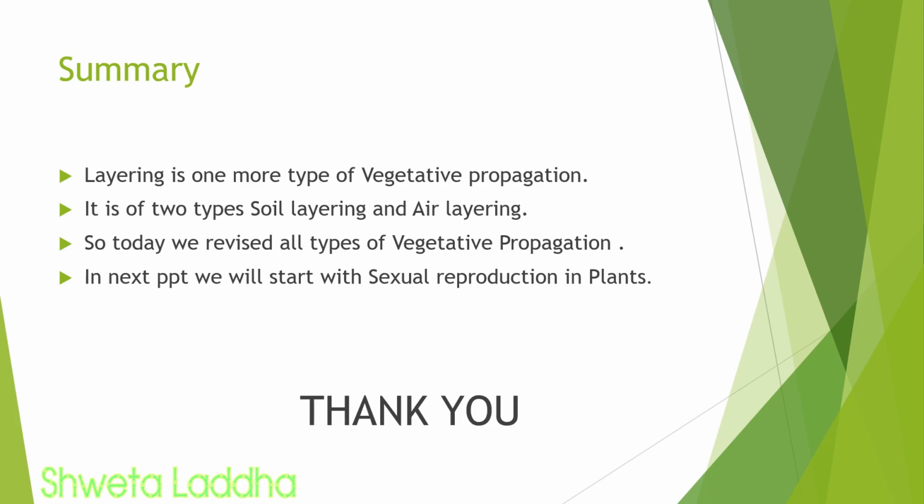Because of auxin, after some days it will produce adventitious roots and it will shoot out and develop into new plants and a root system. Once the new plantlets start growing, they are cut off from the parent plant. So this is layering. With this, we have completed all the different methods, natural and artificial, of vegetative propagation. In the next lecture or PPT, we will study sexual methods of reproduction in plants. Thank you.